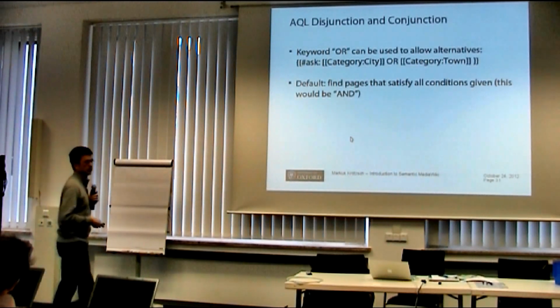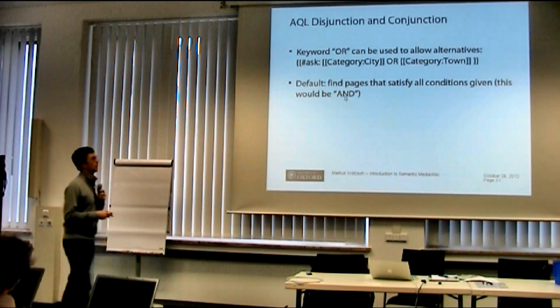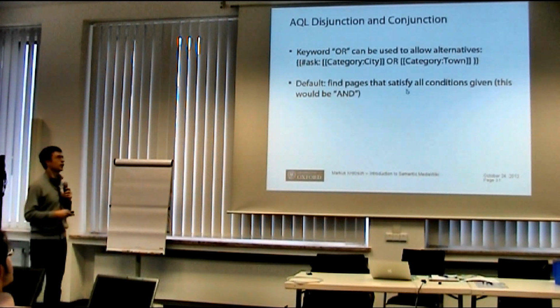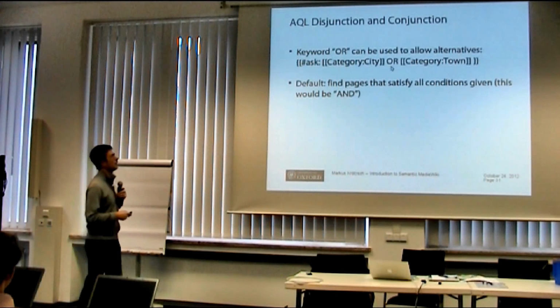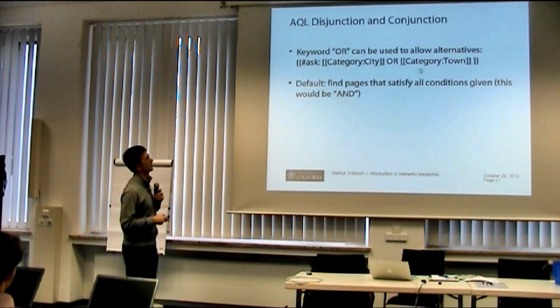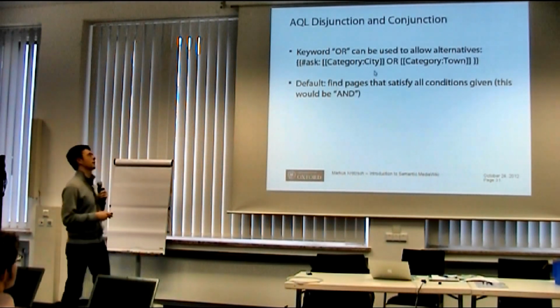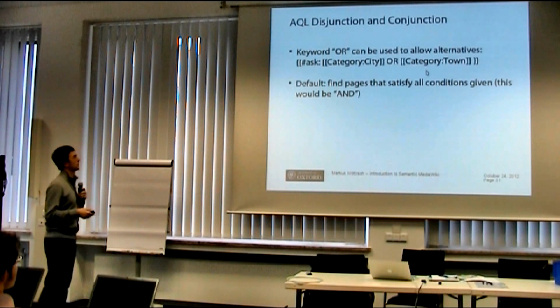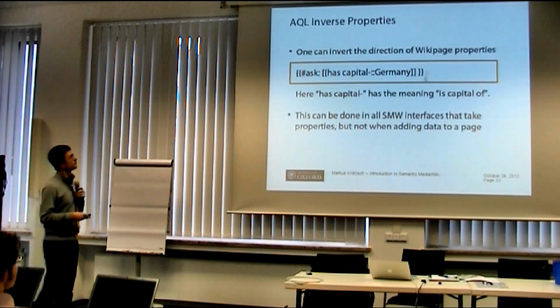Just juxtaposing these conditions will make them AND conditions, which are all satisfied for all the results. You can also use an OR to say that you want to have either this or this. You look for all things which are either cities or towns. And this does also work.